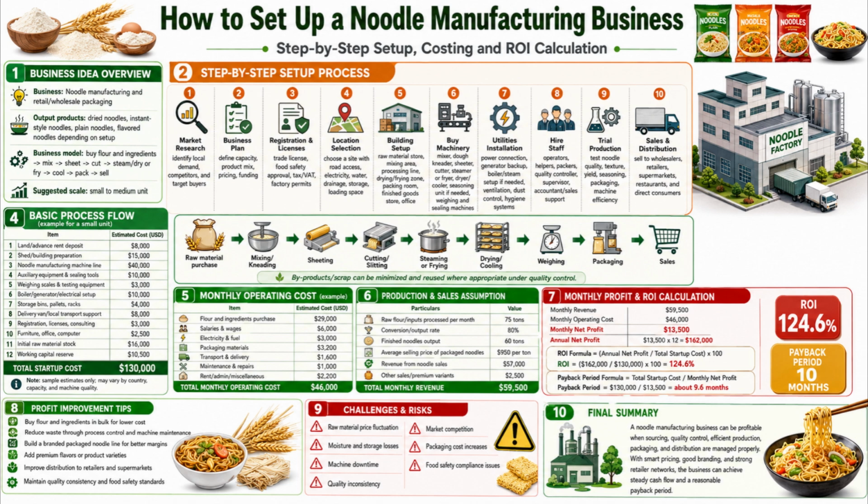Now, let's calculate ROI. The formula is annual net profit divided by total startup cost, multiplied by 100. So, ROI equals $162,000 divided by $130,000, multiplied by 100. This gives an estimated ROI of 124.6%.